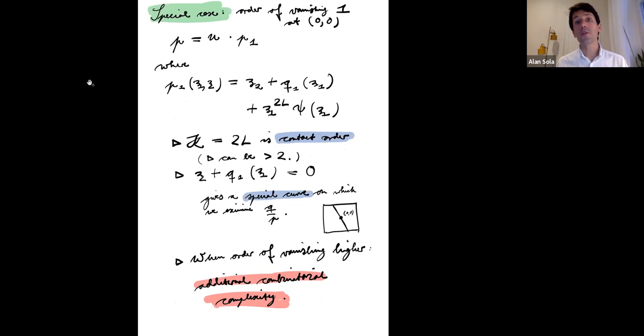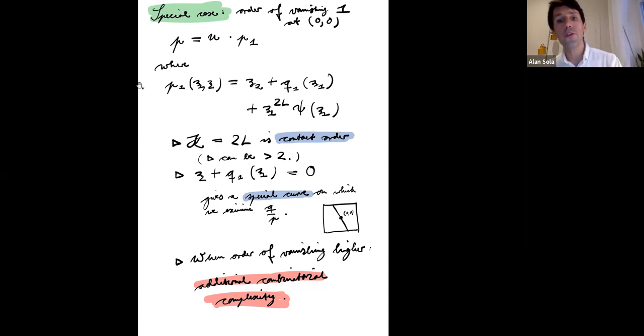So let's look at the special case when we have order of vanishing 1. That means that we can write P as a unit times 1 of these Weierstrass factors. And then this is going to look like Z2 plus one of these Q polynomials in Z1 plus Z1 to the 2L times psi of Z1. So this K is exactly the contact order. So if you do this for this example that we looked at, you are going to get K equals 2, so the capital L is equal to 1 in that situation.